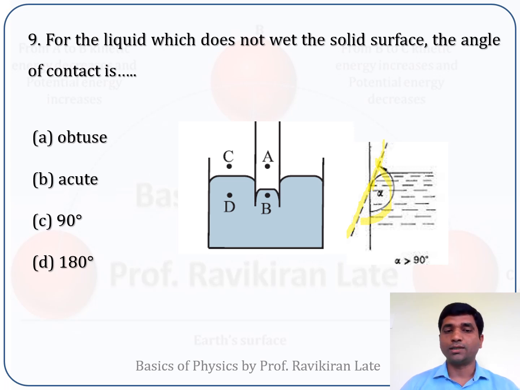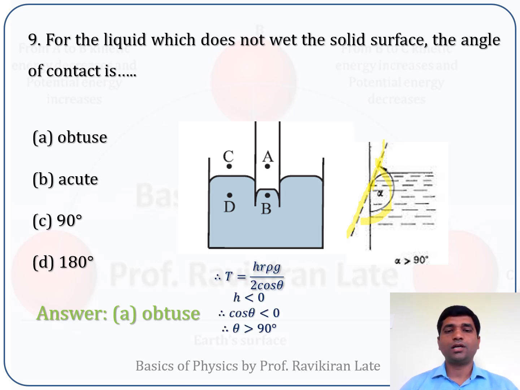an obtuse angle. Though a 180 degree option is given in this case, we have to remember that we don't have the exact value of the angle. So the most correct option for this question is obtuse angle, and the correct answer for this one is option number A.